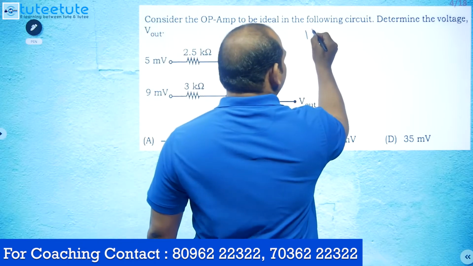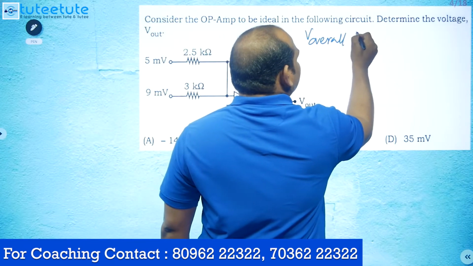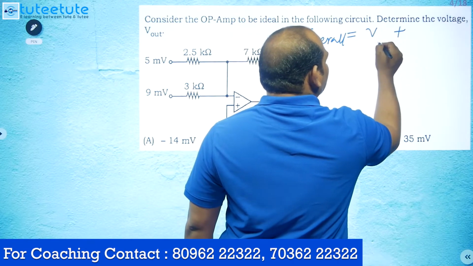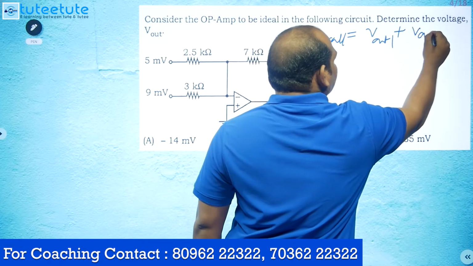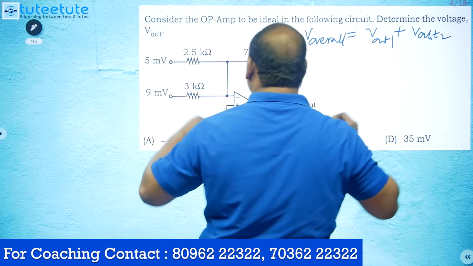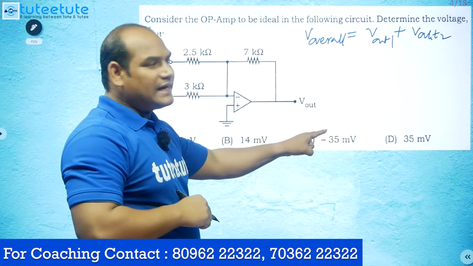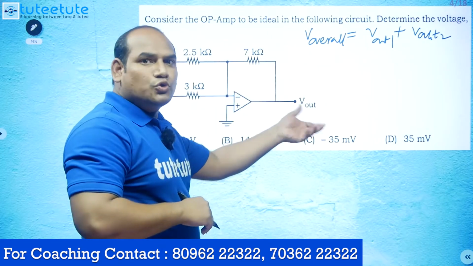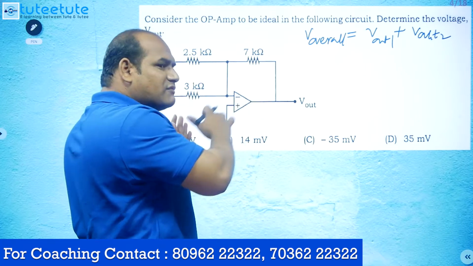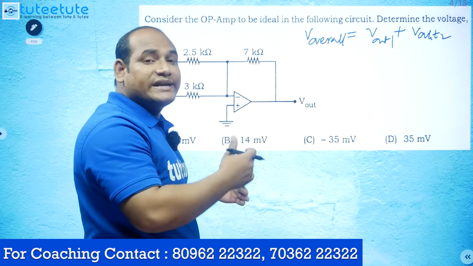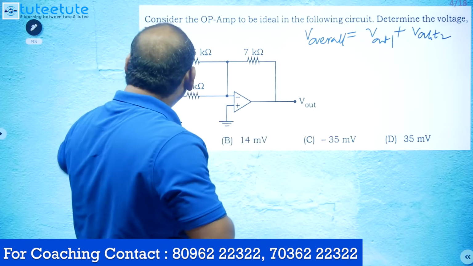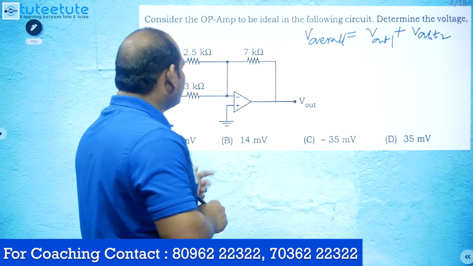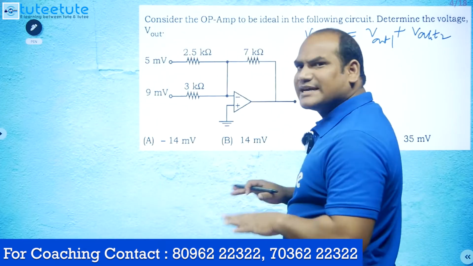The overall output is the addition of individual outputs, output 1 and output 2. Here I am taking two outputs because two inputs are there. For 5 millivolts, one output we will get, which we treat as V out 1, and for 9 millivolts, V out 2 we will get. Whatever V out 1 and V out 2 we got, we can add those two to get the overall output because of these two inputs applied simultaneously. This is called the linearity principle or the superposition principle. We can apply it here because negative feedback is there.